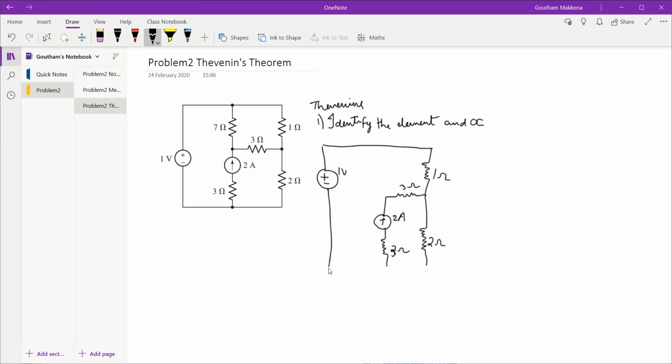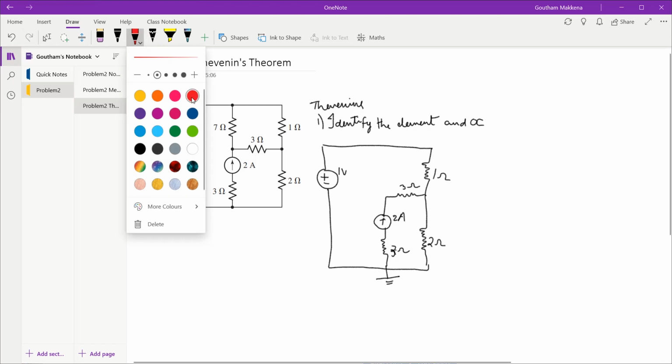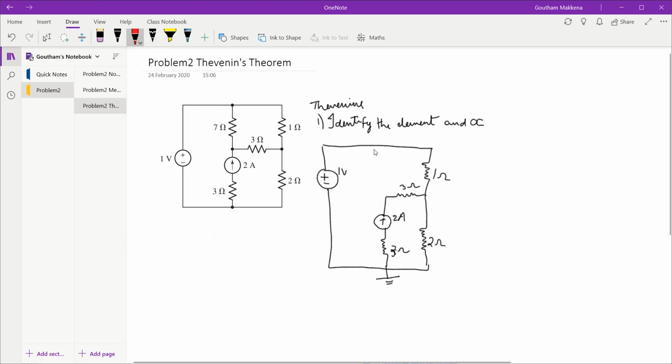So the first step is to identify the element through which I require the current, and I open circuit that element. Now let me change the color. These are the two terminals that I have open circuited. Now my next step is to find out VOC, that is across these two terminals. Let me name this terminal as A and this node as B.